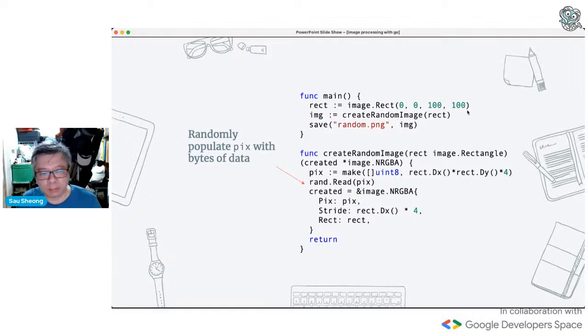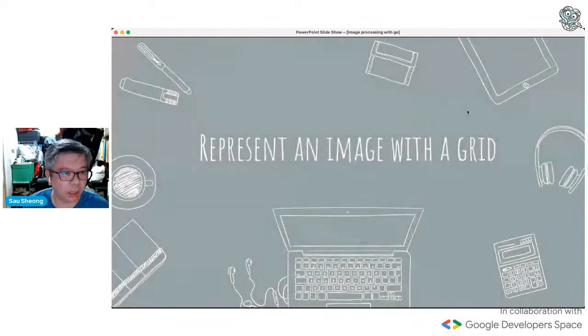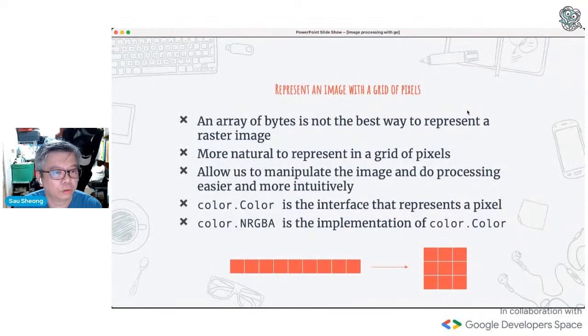How useful is a random image? Well, mostly it's not very useful. So what can you do? Like, how do you actually do more image processing? Let me jump into the next section, which is talking about representing an image with a grid and why we want to do that. So you saw what I did earlier on.